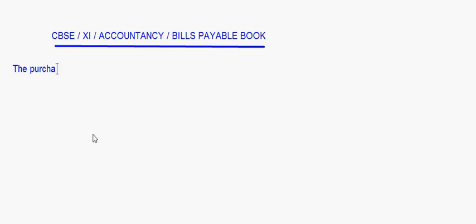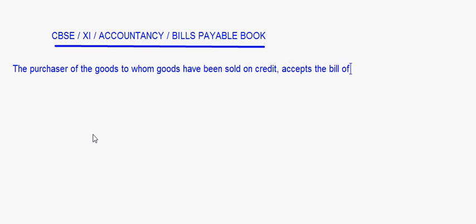Now the purchaser of the goods to whom goods have been sold on credit accepts the bill of exchange drawn on him, which is the bills payable for him, right? So whatever bills he has accepted, that will come in the bills payable book.